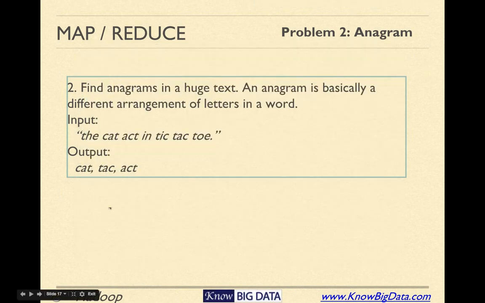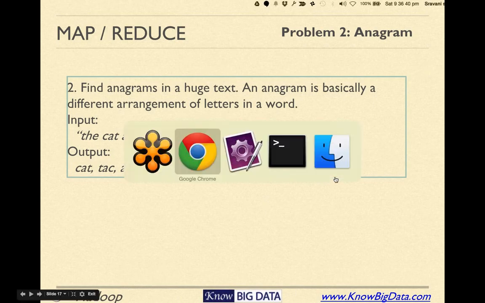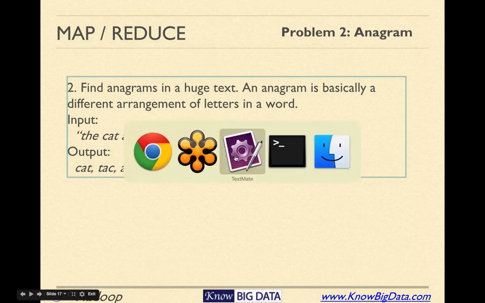All right. Next question. Next conceptual question to you. Find the anagrams in Hughes text. An anagram is basically a different arrangement of letters in a word. The input is: the cat act in tic-tac-toe. Can you just post your approach in the questions box, whatever you have written there? It'll be difficult for me to hunt down each one's answers.